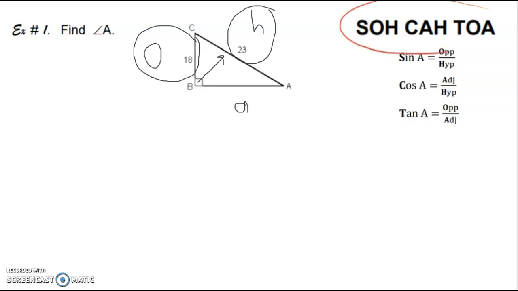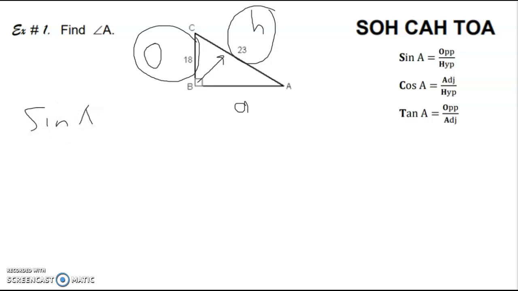So over here, if we look, cosine uses the adjacent, tan uses the adjacent, right? Because they're right here. But sine does not use adjacent. They use opposite and hypotenuse. And look at that. We have the hypotenuse and we have the opposite. So we're going to be using this winning formula right there. So I'm going to write this down for you.